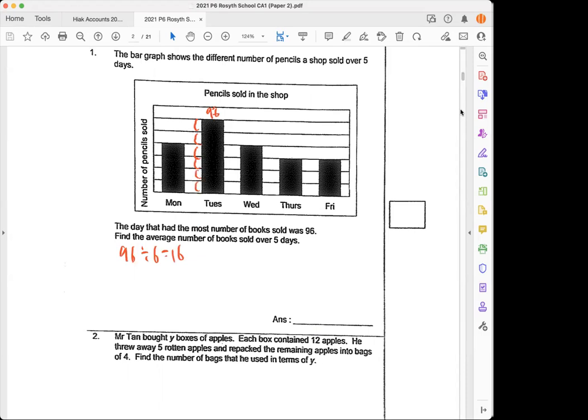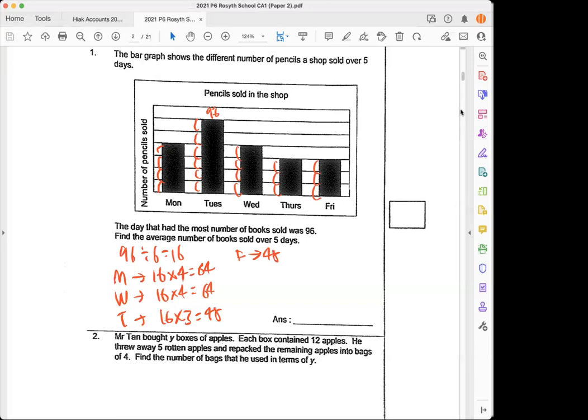All right. So Monday, let's look at Monday. How many intervals? 1, 2, 3, 4. So Monday will be 16 times 4 intervals, and you get 64. Tuesday is already 96. Wednesday is 1, 2, 3, 4 intervals. So 16 times 4, 64. Thursday is 3 intervals. So 16 times 3, and you get 48. Friday is the same, 3 intervals, so Friday is also 48.